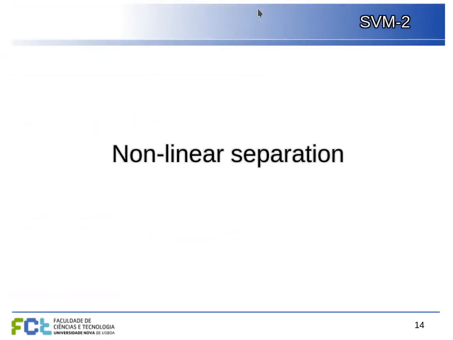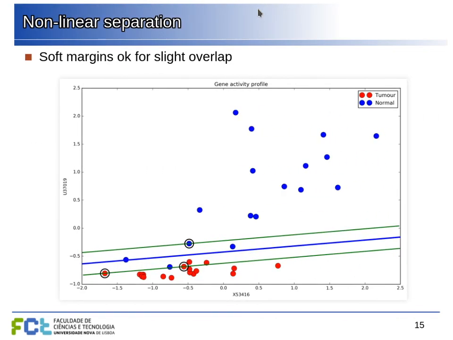Now, how can we extend support vector machines to do a proper separation of non-linearly separable classes? If we have something that is almost linearly separable, but there is only a slight problem there, then maybe we can do this with a linear classifier. We will have one error there, but that's not a big deal. So soft margins can be okay if we have a slight overlap of the classes here around the linear discriminant.